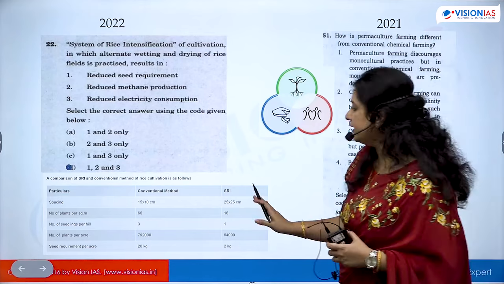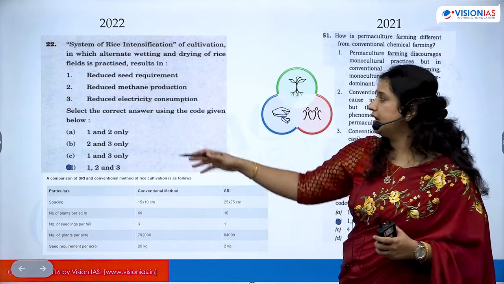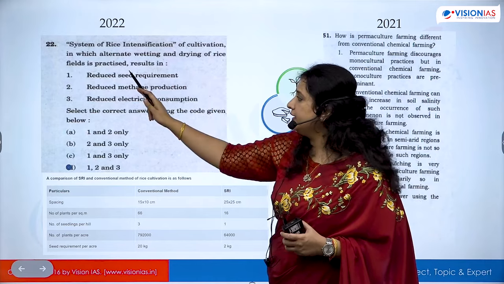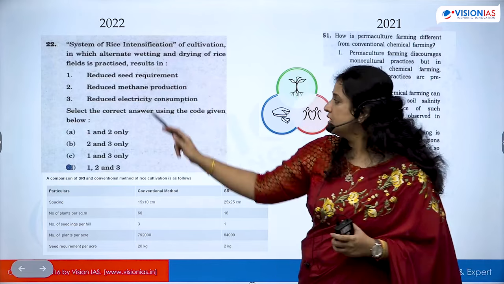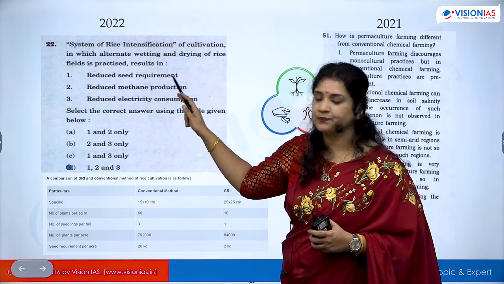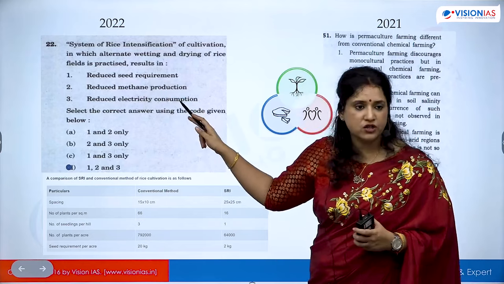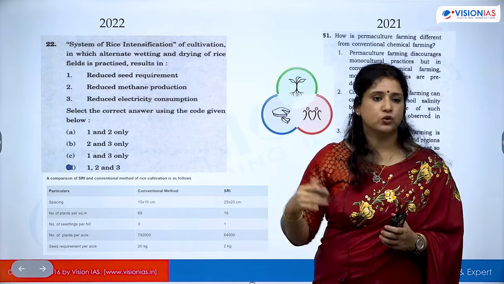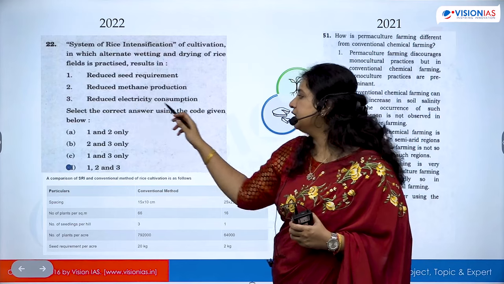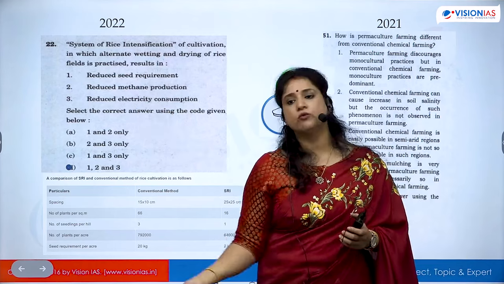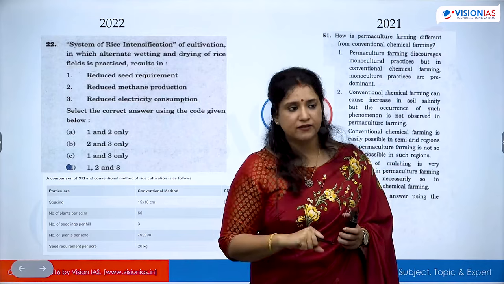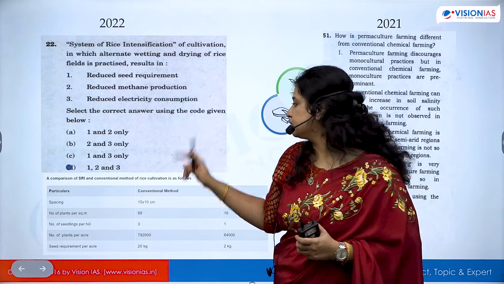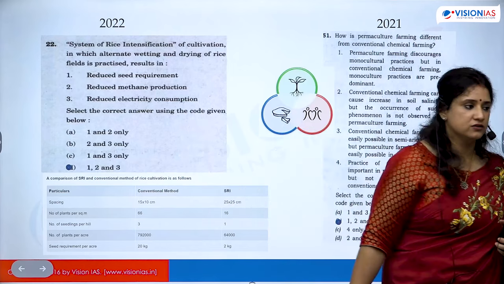Okay. But anyway, irrespective of that fact, it has been realized that this system of cultivation, which has alternate wetting and drying, results in the following. So, what are the answers? It has reduced seed requirement. There is reduced methane production. The more waterlogged conditions there are, the more methane will be produced; otherwise methane will not be produced. And reduced electricity consumption. The more water you want for irrigation, the more electricity you will use for pumps to draw water, and that will also be reduced. So, the answer is 1, 2 and 3.